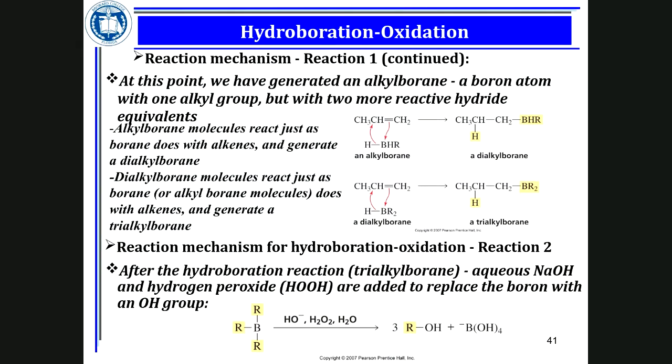For the alkyl borane, you can use an alkyl borane instead of the borane itself. It's going to act just like the borane, with the exception that it has only one hydrogen to add, and it's going to stop at just the first step. So you would get the dialkyl borane as the product.